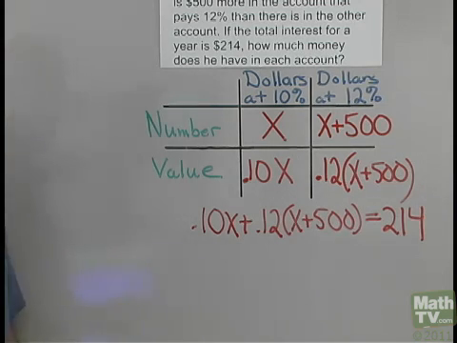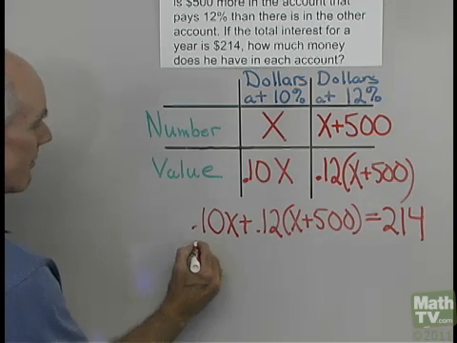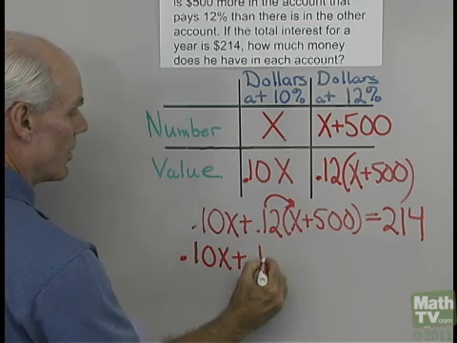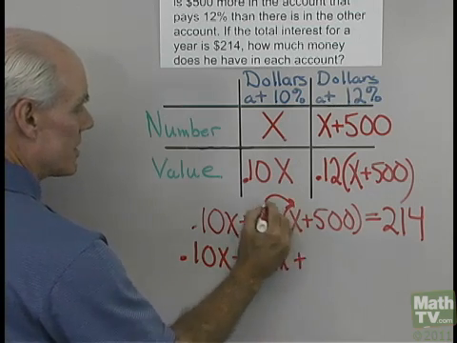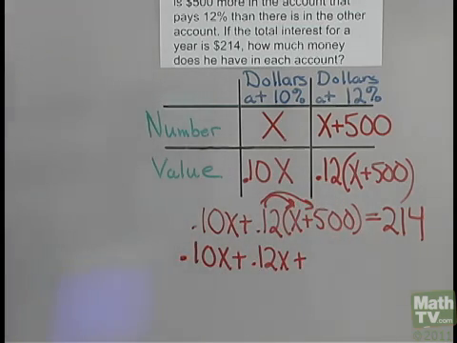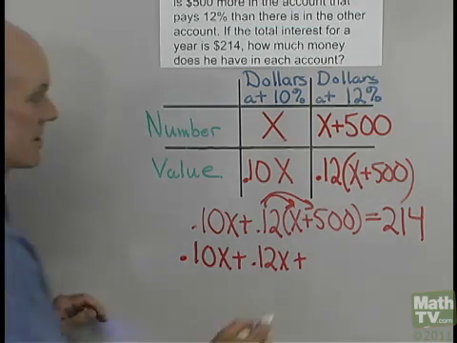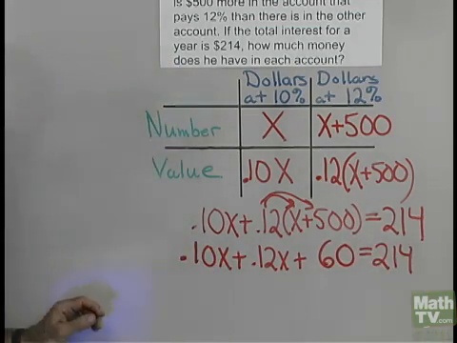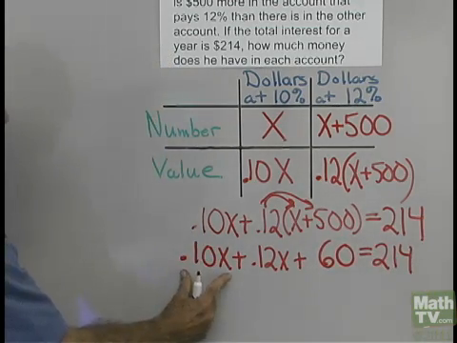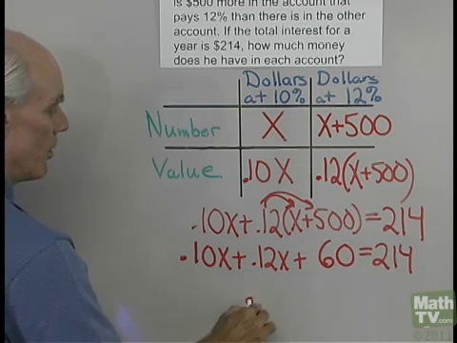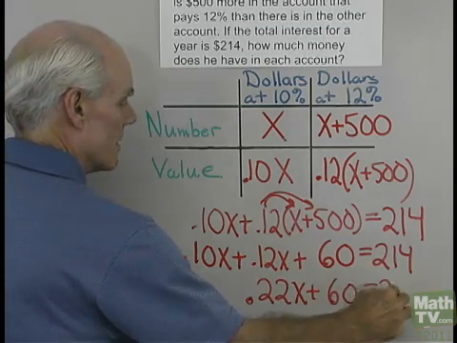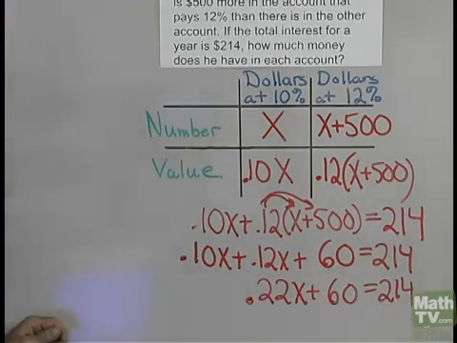Let's go ahead and use our distributive property and multiply. I have 0.10x plus 0.12 times x is 0.12x plus 0.12 times 500. When I do that multiplication on a calculator, I end up with 60, and that's equal to 214. Okay, I can simplify a little further here. 0.10 plus 0.12 is going to be 0.22x plus 60 is equal to 214. Okay, now I want to add negative 60 to both sides.